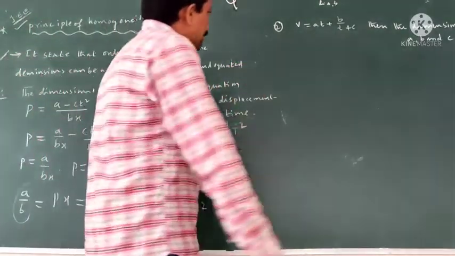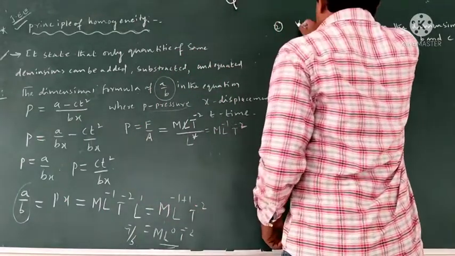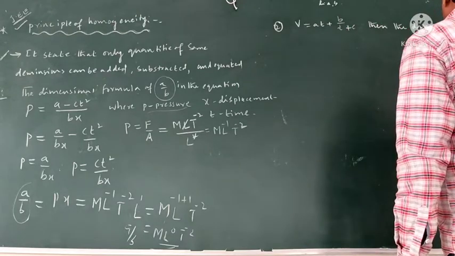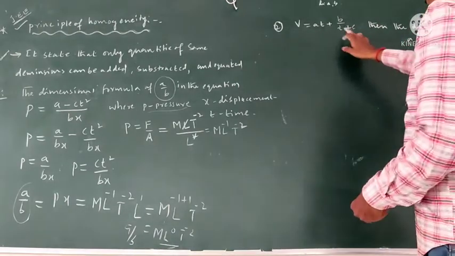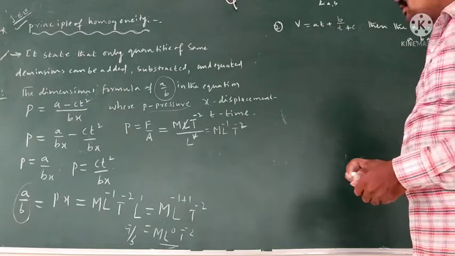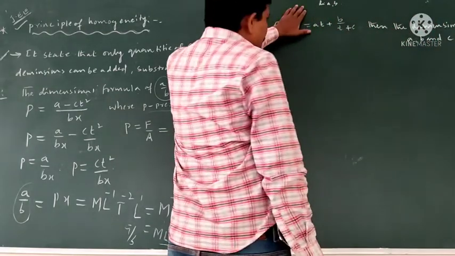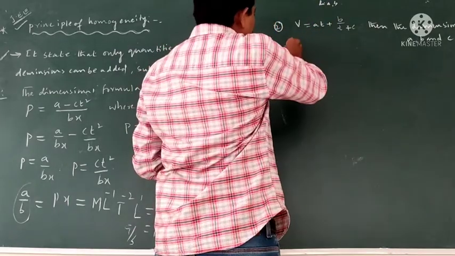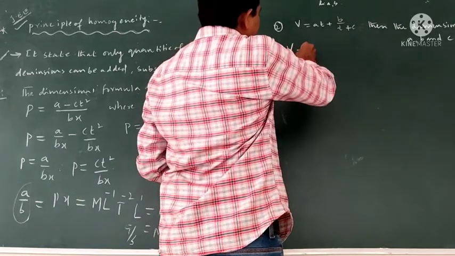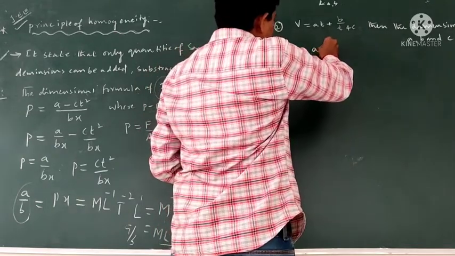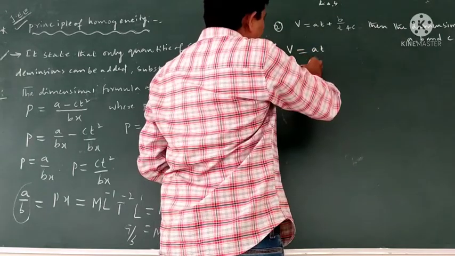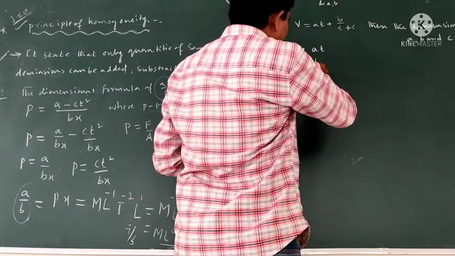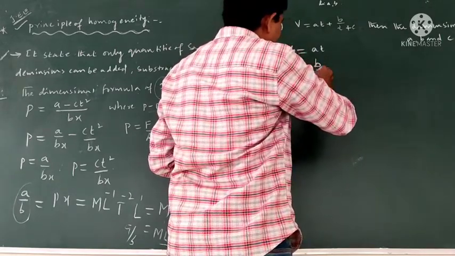Second one, we take another formula: V is equal to AT plus B by T plus C. Then find out the dimensions of A, B and C. V means velocity, T means time. According to the principle of homogeneity, the equation may be written as V is equal to AT and V is equal to B by T plus C.